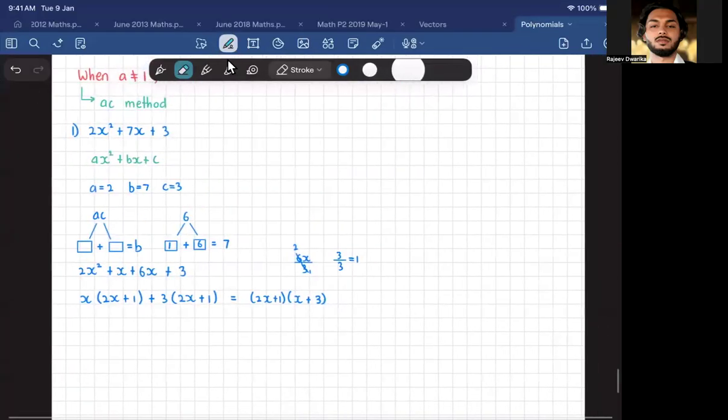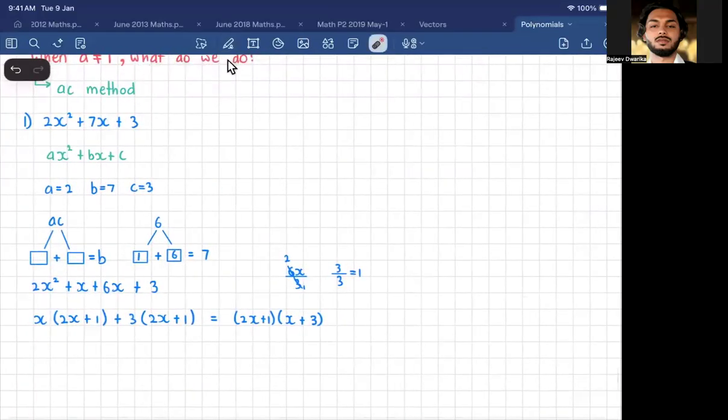So before I move on, I'm just going to recap the idea one more time. So Avinash, once your coefficient for x squared is more than 1, things become a little more complicated. So to avoid guessing, you could employ the AC method. So we're going to look at the coefficient of x squared, which is 2, the coefficient of x, which is 7, and this number is just 3. So A is 2, B is 7, C is 3.